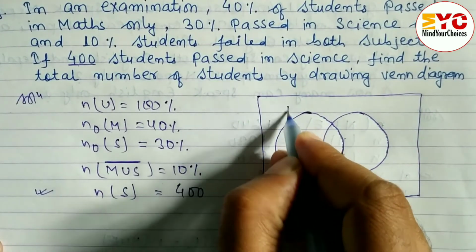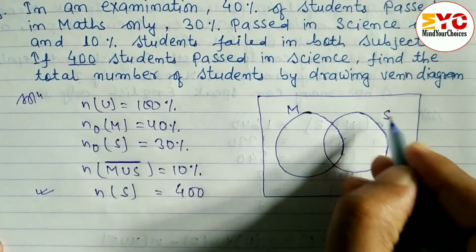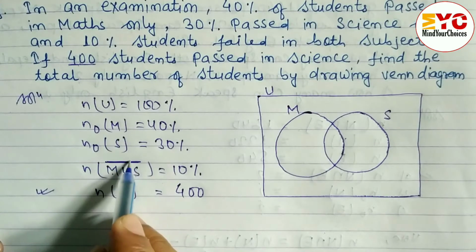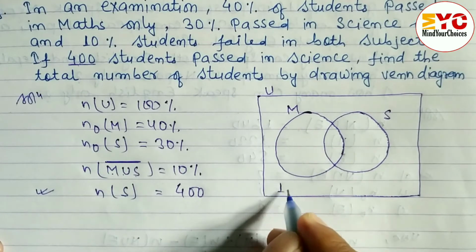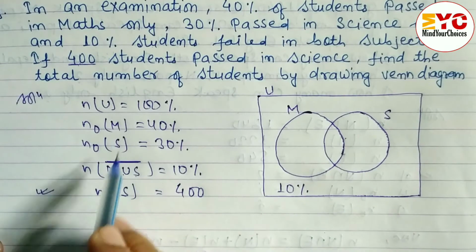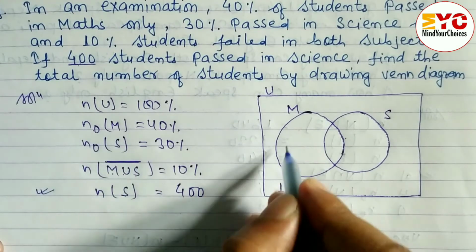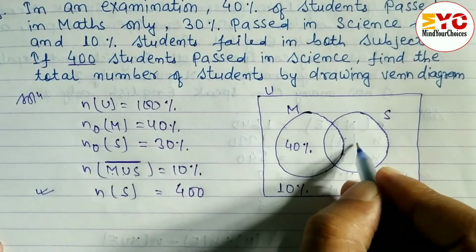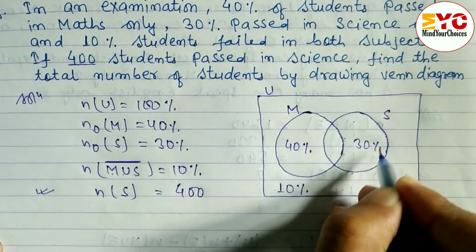This one for math and this one for science, and here we have to write down U. Here, (M ∪ S) complement means outside of the sets, so we write 10% here. Here only M is 40%, so we write 40%. Only S is 30%, so we write 30% here.